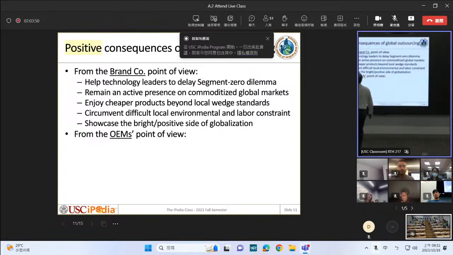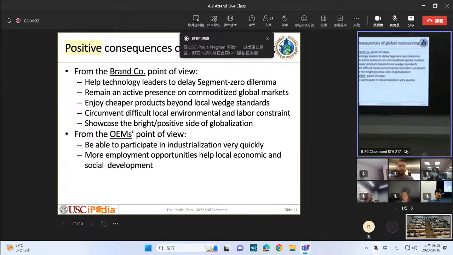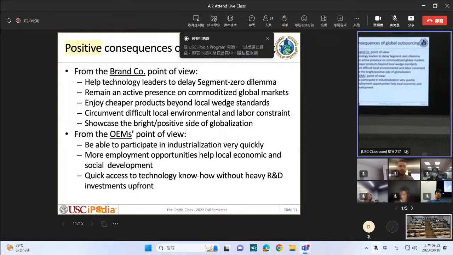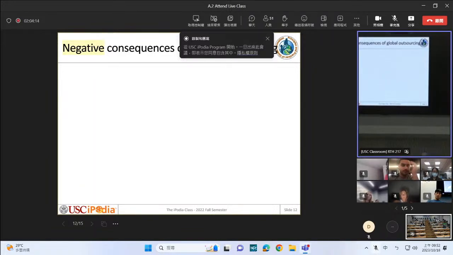So now if you look at the OEM problem, the OEM side, okay, this is still positive. Number one is they can participate in industrialization very quickly. So to change from agricultural economy to industrial economy very quickly, they have more employment opportunity, help economic growth, and they have quick access to technology know-how, and they speed up globalization. So these are good things. Okay, now let's look at a bad thing, okay? From the brand company, there are also bad consequences.